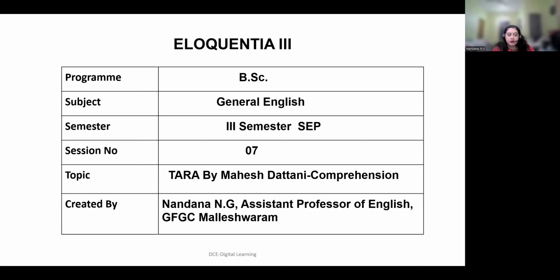In the BCU textbook, after the play Tara by Mahesh Dattani, there is a comprehension unit wherein a few questions are provided. They are testing questions which can be expected in the exam. The questions come under the purview of 5 marks and 10 marks. So in this session, I have discussed in detail the relevant points for each question.